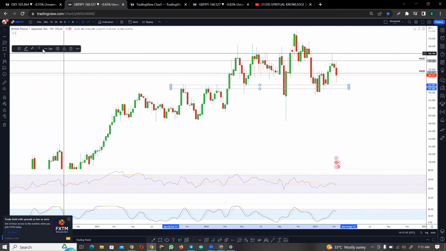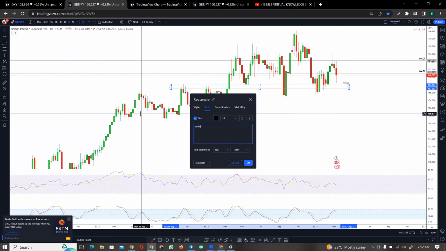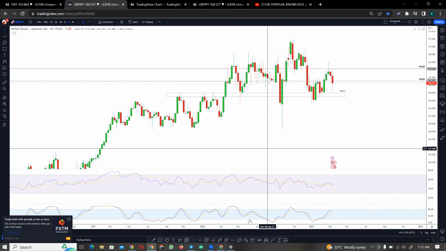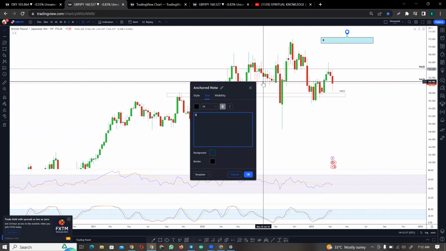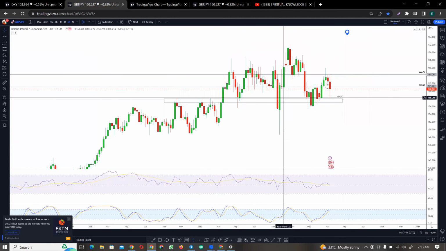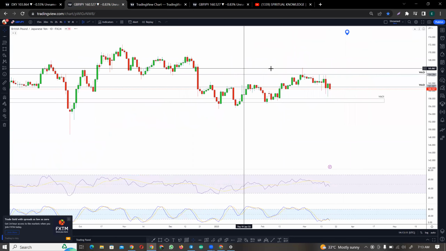So I write weekly AOI here too. Weekly AOI. So here you put our note, we are bullish on weekly time frame, you know. So we will see how price is reacting at all these places. I'm just trying to get our directional bias.